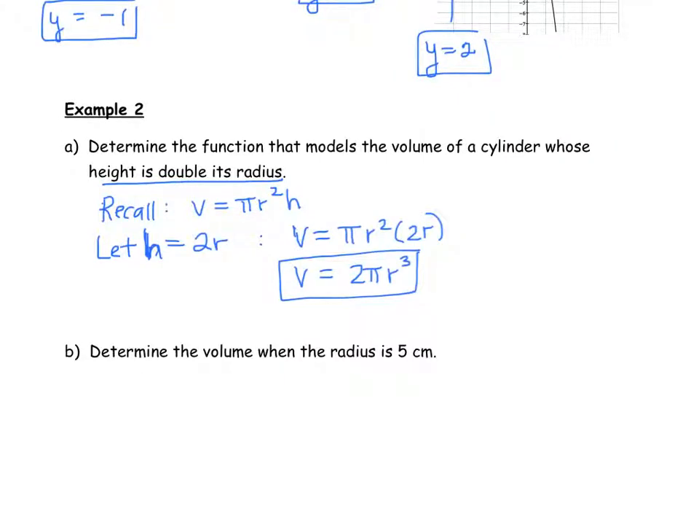And then if we're asked to find the volume when the radius is 5, we'll use our new formula and just replace the r in the equation with 5. Don't forget to apply the exponent before multiplying, so it'll be 2 times pi times 125, which is approximately 785.4. Sorry, that should be 785. And your units would be centimeters cubed for volume.